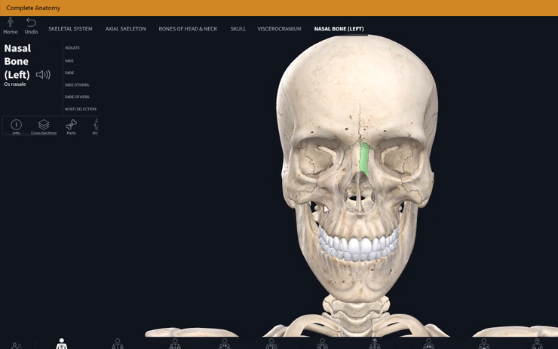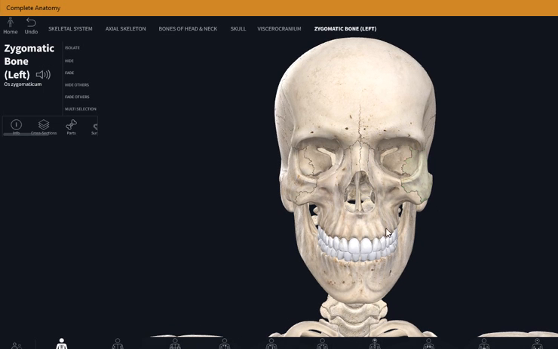Here we can also see the zygomatic bones. We can see now the mandible here. At this portion of the mandible, which contains the dentition, we have the alveolar process. So this portion of the maxilla will be the alveolar process, and this portion of the mandible will be the alveolar process.